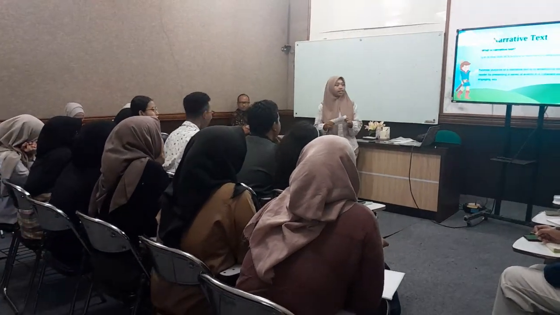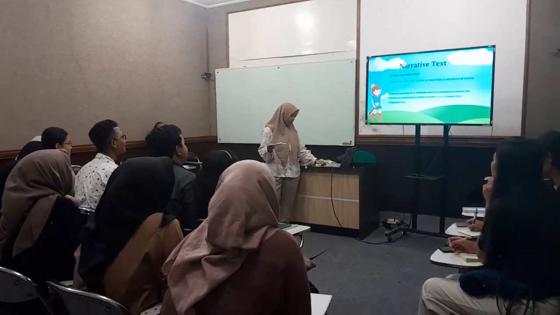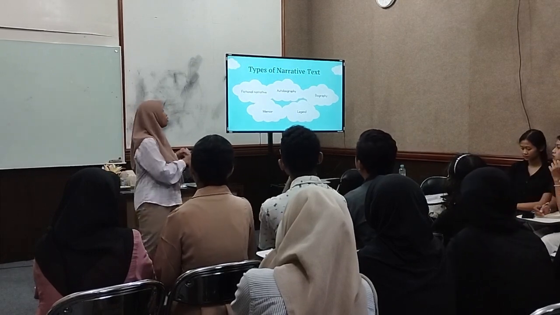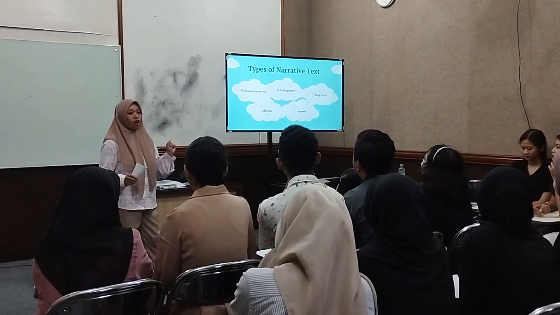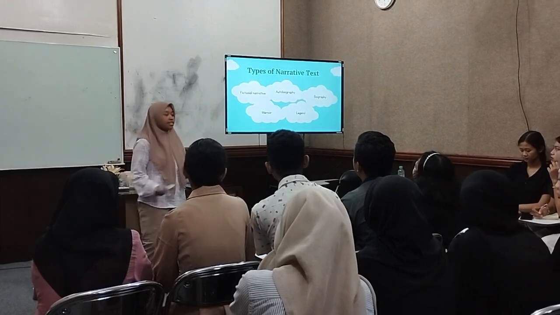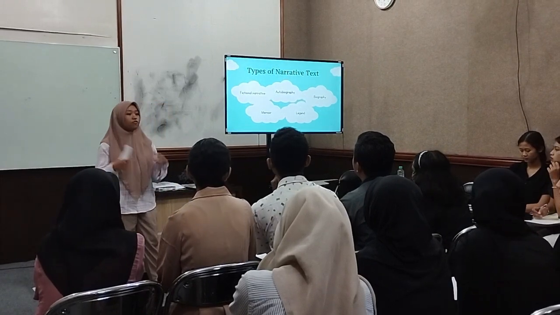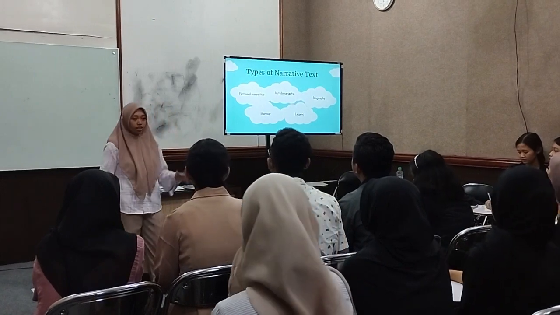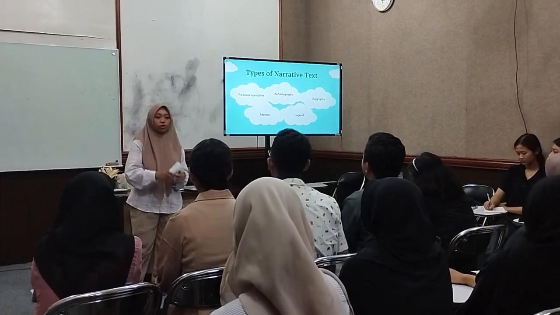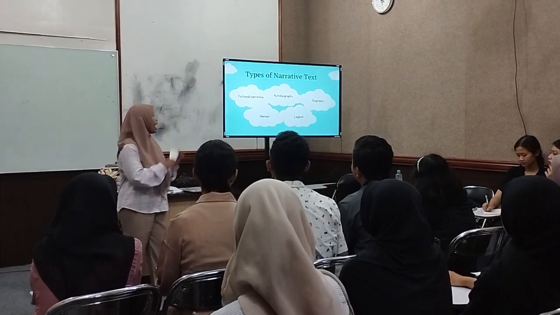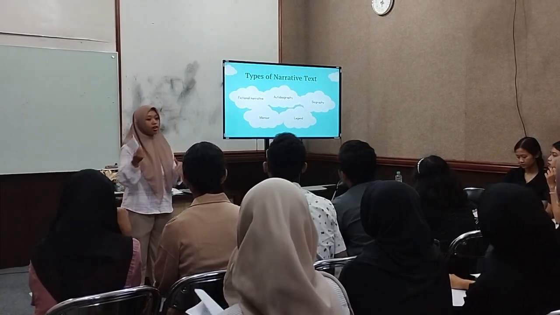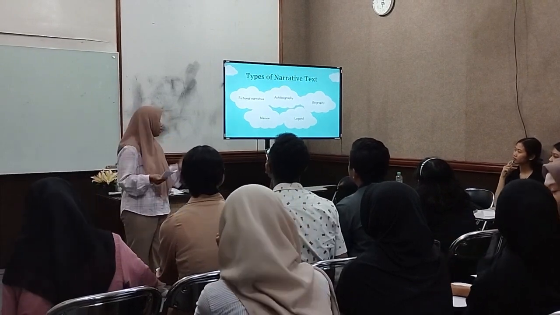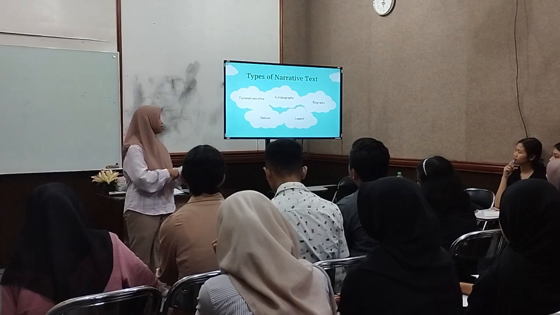Good. Okay. So next is types of narrative text. There are 5 types of narrative text. The first is fictional narrative. Fictional narrative, just like the name, is fiction. So it is not real. The character and also the story is not real. And then autobiography. Autobiography tells about the author's story, about their life story.